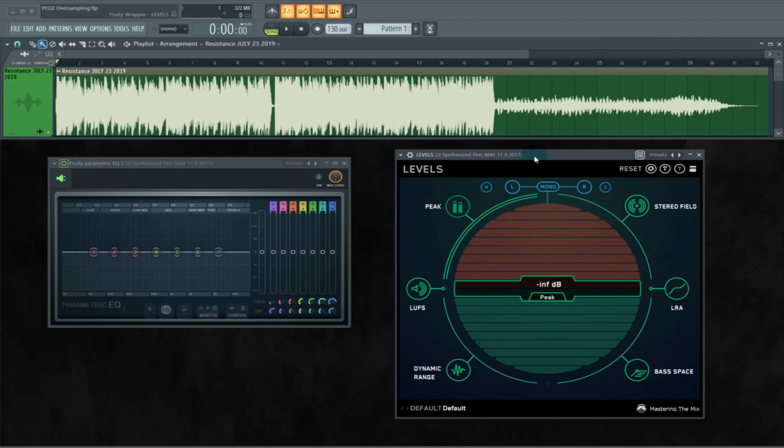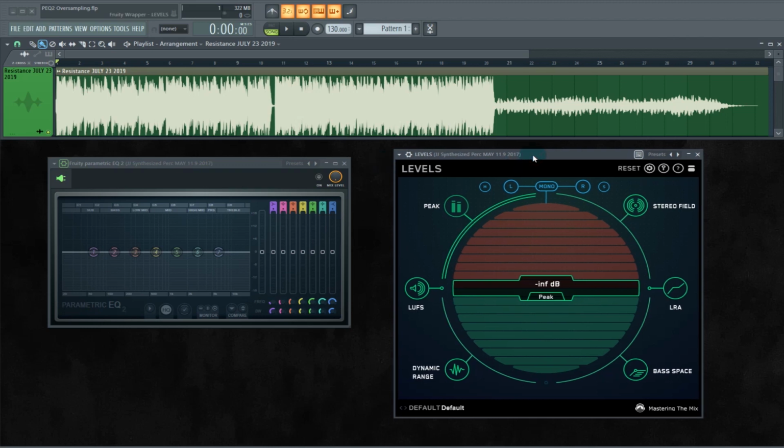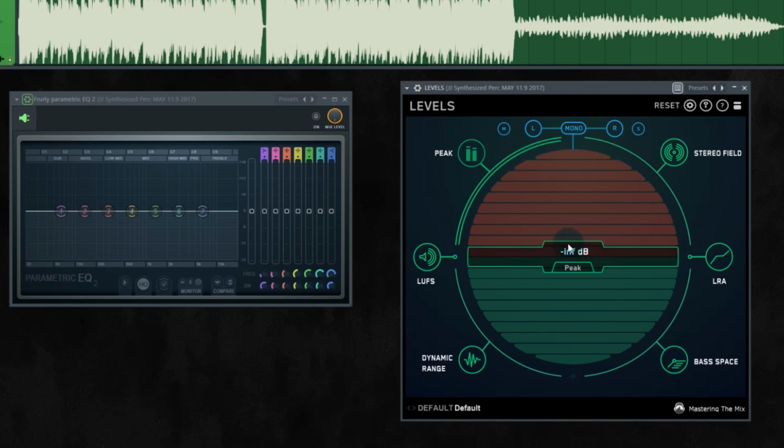I actually really like a lot of their plugins, in particular this one, and Expose, that was another one I really love. But Levels gives you exactly what it says, levels. That said, I'm going to play a part of the track, and I want you to watch the peak meter, specifically this area.